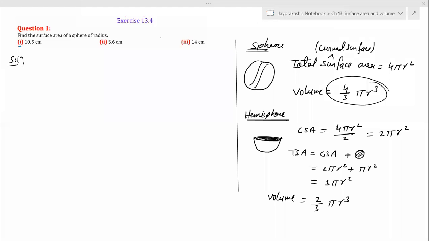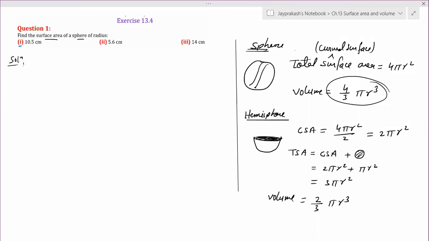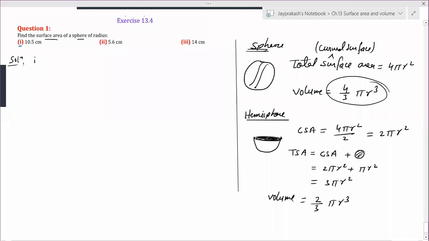See, in exercise 13.4, the first question is we have to find the surface area of a sphere. We have already discussed that whenever they ask for the surface area, no matter whether it is CSA or TSA, you have to find the TSA only because the CSA and TSA both are same. Now in the first question, the radius is 10.5 centimeter.